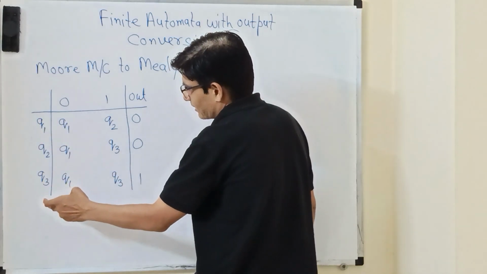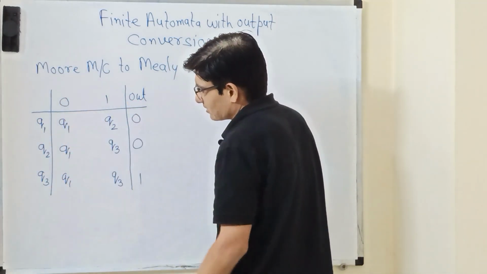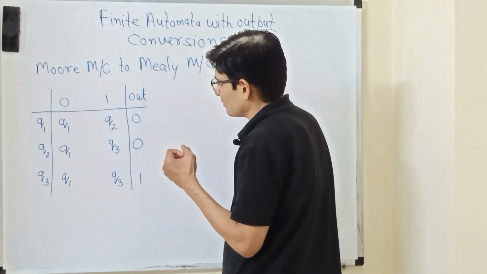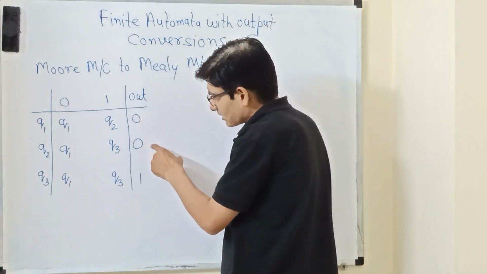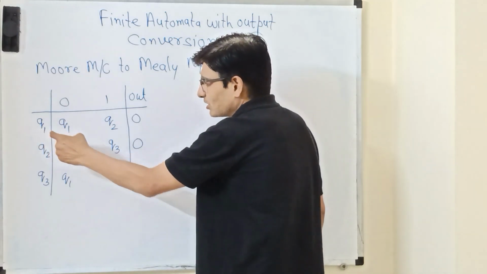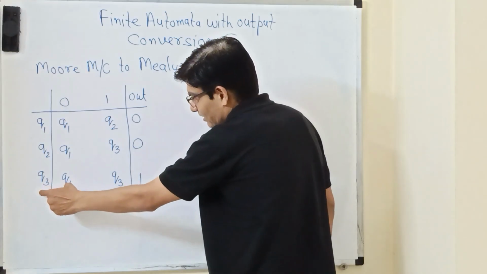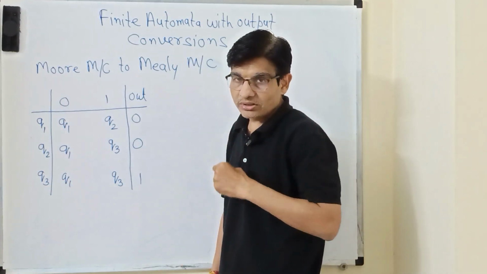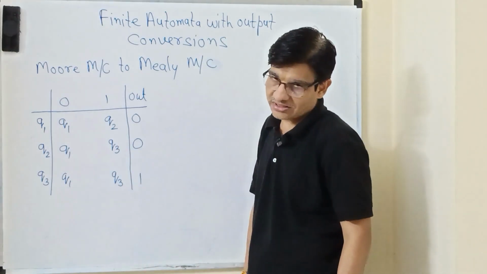So three states are there, two input symbols are there, and these are the transitions for each input from each state, and these are the outputs associated with each state. So you can see, friends, with Q1 we have 0, with Q2 we have 0, and with Q3 we have 1.